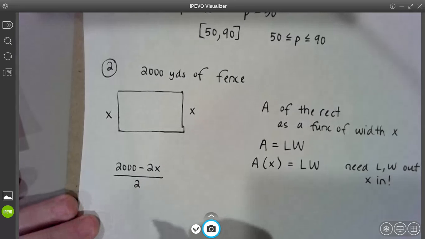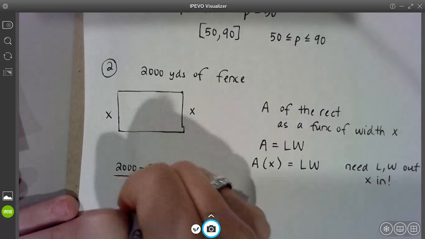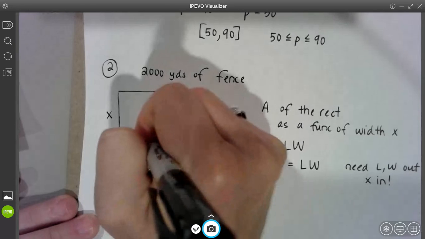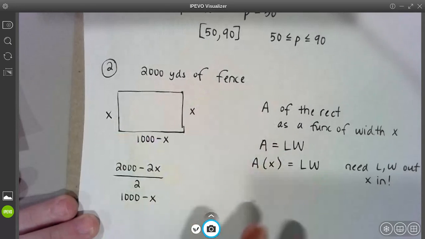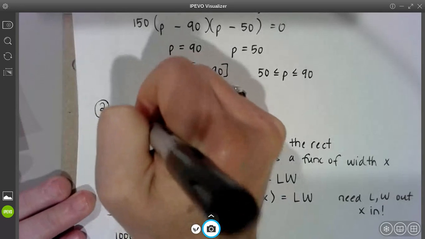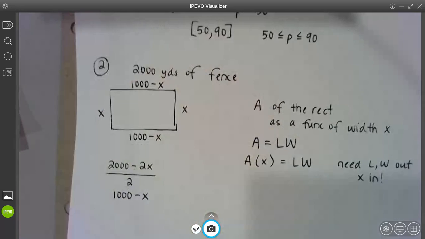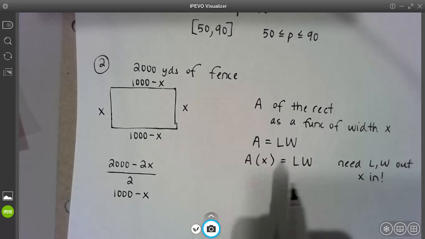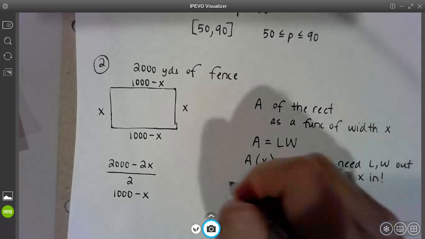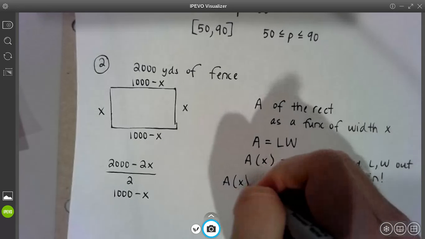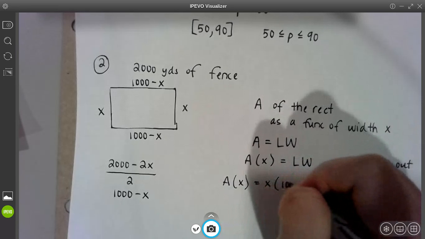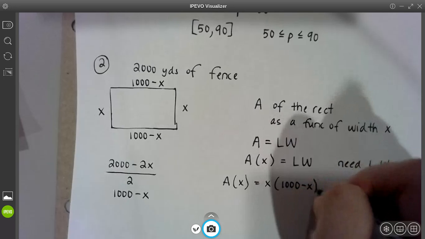So if you divide everything by 2, that's going to leave you with 1,000 minus x. So that means this side is going to use 1,000 minus x yards of fence, and then this side gets 1,000 minus x yards of fence. So now I have the width and the length in terms of x. I can plug them into my function. Everybody good? All right, so now the area as a function of x will be length times width or width times length, x times 1,000 minus x.